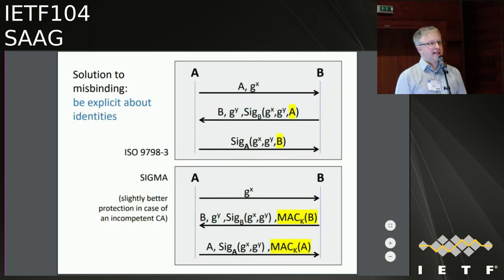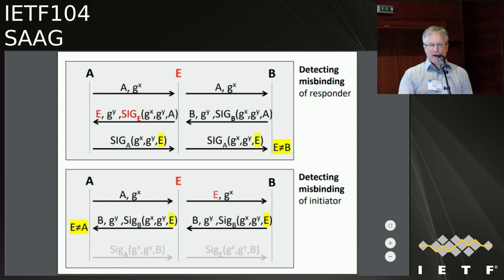And the solution to these attacks is well known. It is being more explicit in the protocol about the identifiers. You could bind the identifiers to the signatures as in an ISO protocol, or to the session key like in the Sigma protocol. The Sigma solution is slightly nicer, but I won't go into the differences here. What this means is that at some point in the protocol execution, the misbinding or attempted misbinding would be detected because some of the protocol fields have wrong identifiers that the responder doesn't agree with.